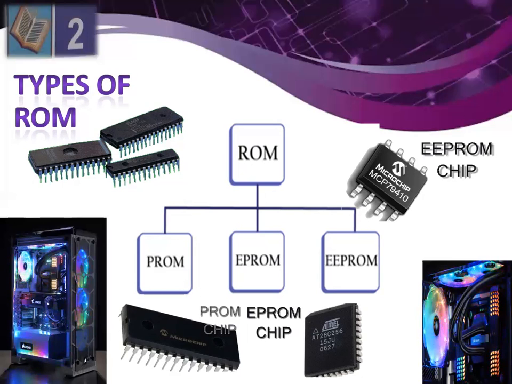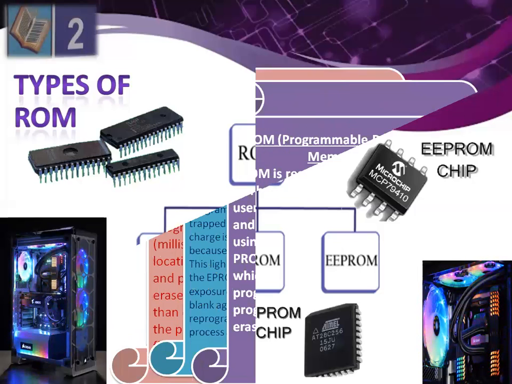ROM is non-volatile memory, which means that programs stored in it are not lost when the computer is turned off. You can get back your program and your data after switching on the computer. So we have three main types of ROM. So we can continue.